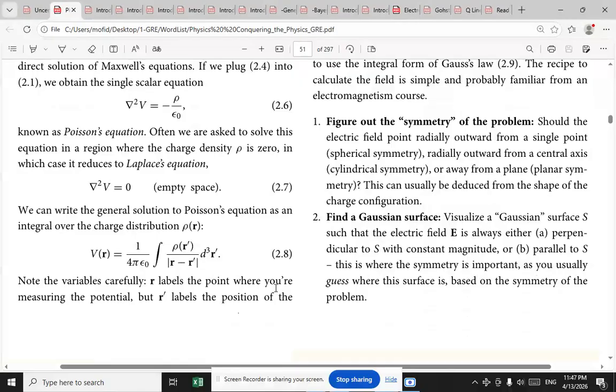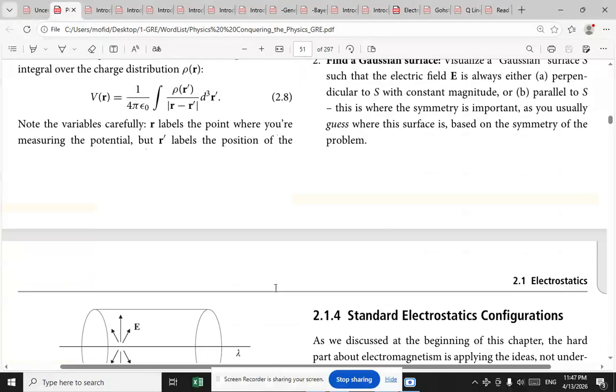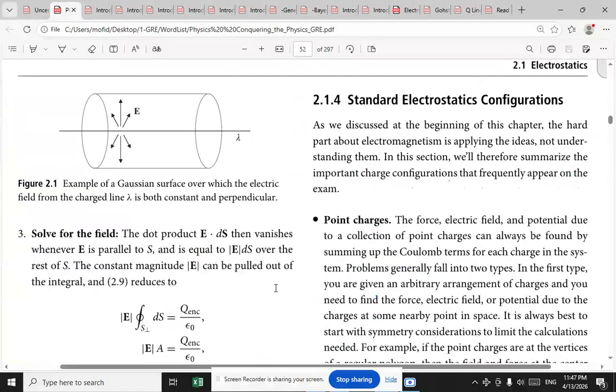The next step is to find a Gaussian surface. Visualize a Gaussian surface S such that the electric field E is always either perpendicular to S with constant magnitude, or parallel to S. This is where the symmetry is important, as you usually guess the surface based on the symmetry of the problem. You can see in figure 2.4 an example of a Gaussian surface over which the electric field from the line charge lambda is both constant and perpendicular.